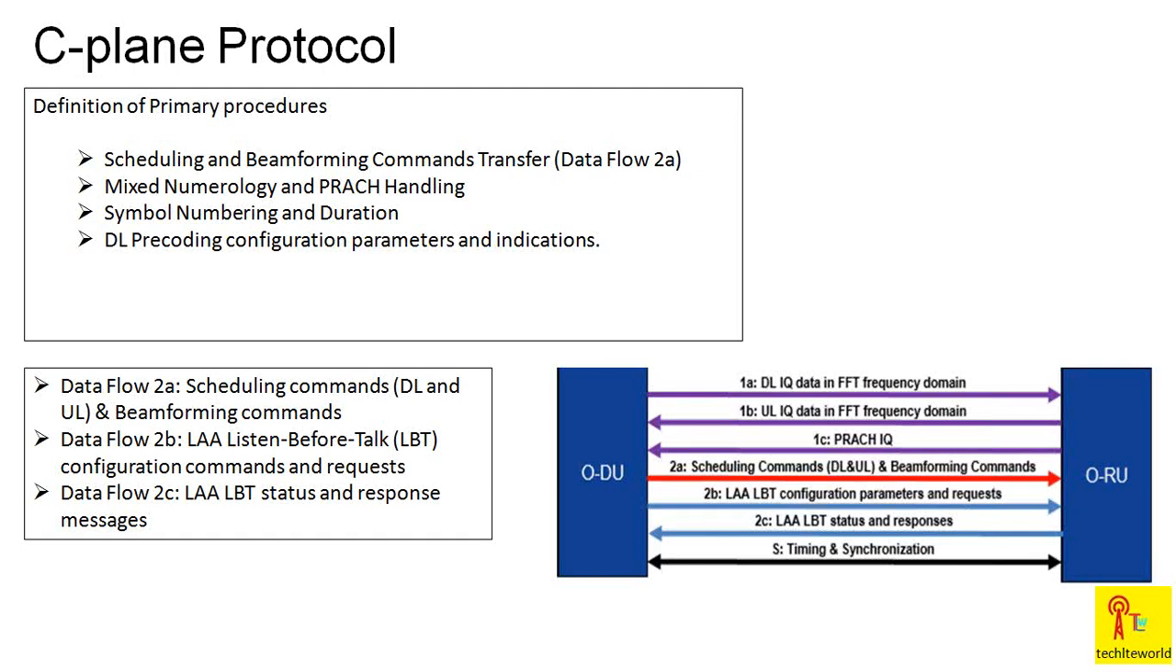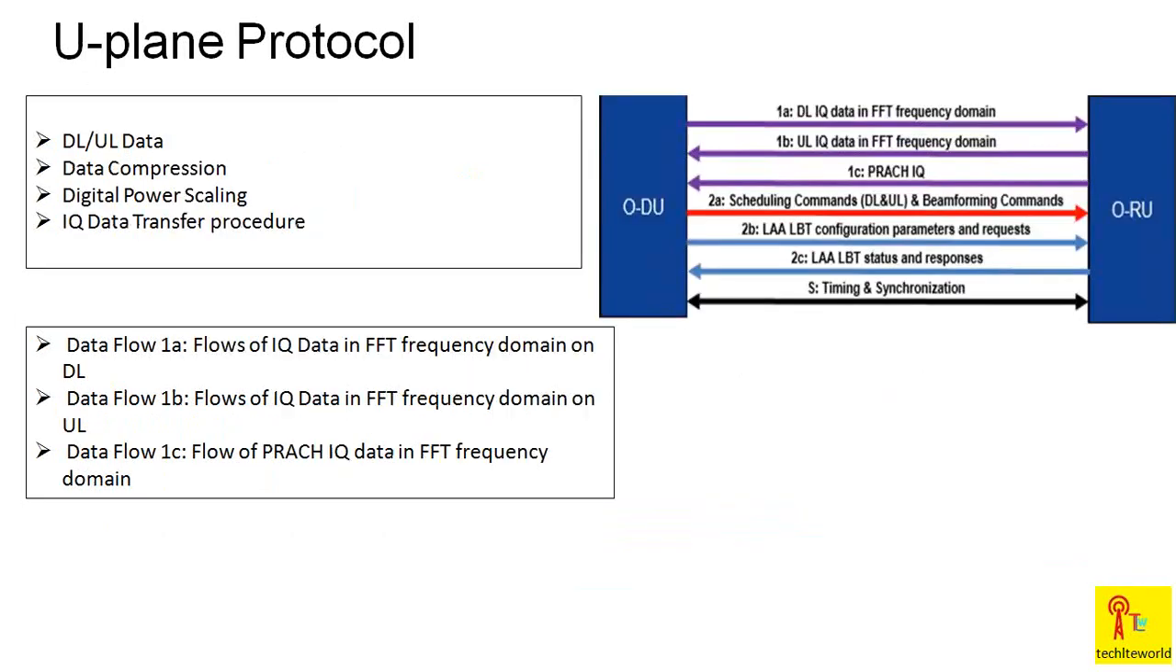So these things are basically in the control plane. Mostly we can send the data using the eCPRI interface, and the eCPRI header for control plane and user plane have different data. So in case of user plane data, what is user plane data?